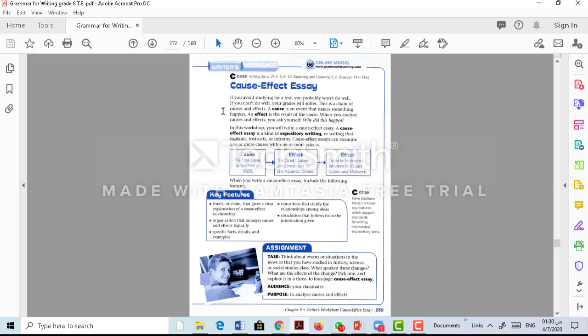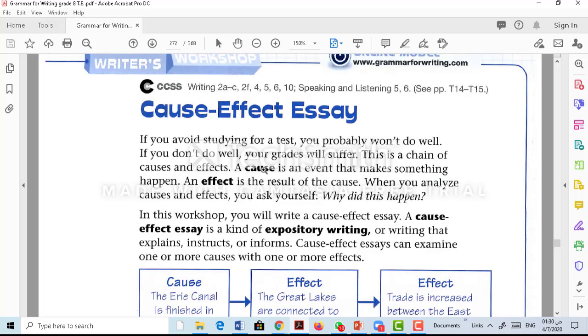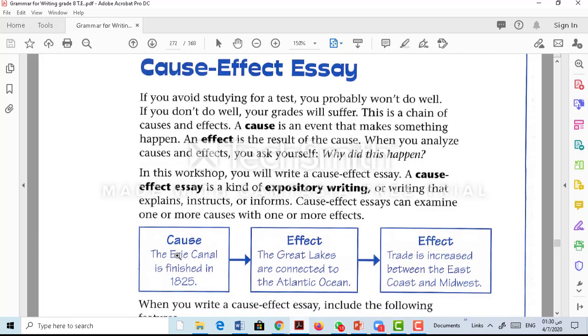We talked before about cause and effect, and we said that in a cause and effect essay, the difference between cause and effects is that a cause is an event that makes something happen, and effect is the result of this cause. So a cause can lead to an effect, and a cause can lead to more than one effect. Like here, one cause can lead to a lot of effects, and a lot of causes can lead to one effect. The type of essay that we are practicing today is an example of expository writing.